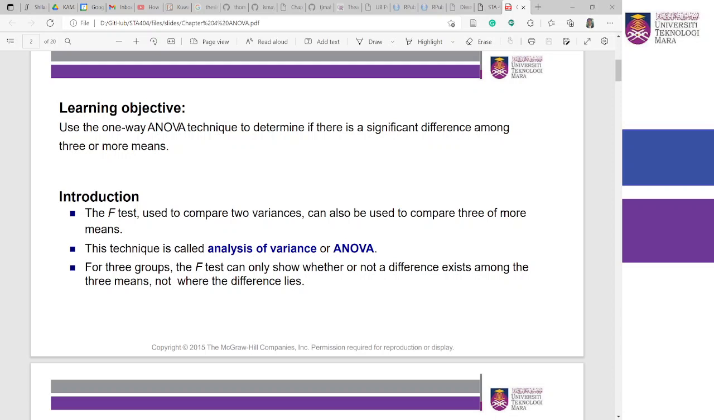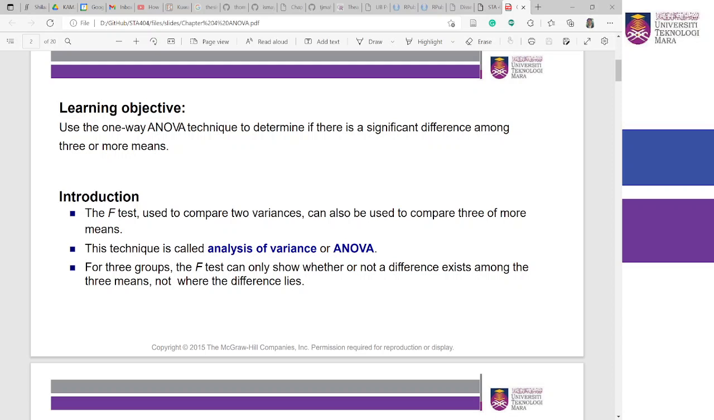So the learning objective of this topic will be to use the one-way ANOVA technique to determine if there is a significant difference among 3 or more means. Basically, it's not just 3 or more means, you can also use 2 or more actually. Sebab kalau katakan we have 2 means and we run the analysis using ANOVA, the result will be the same as the t-test. Instead of using t-test, we use ANOVA, still okay, and the result will be the same as what you have found in t-test.